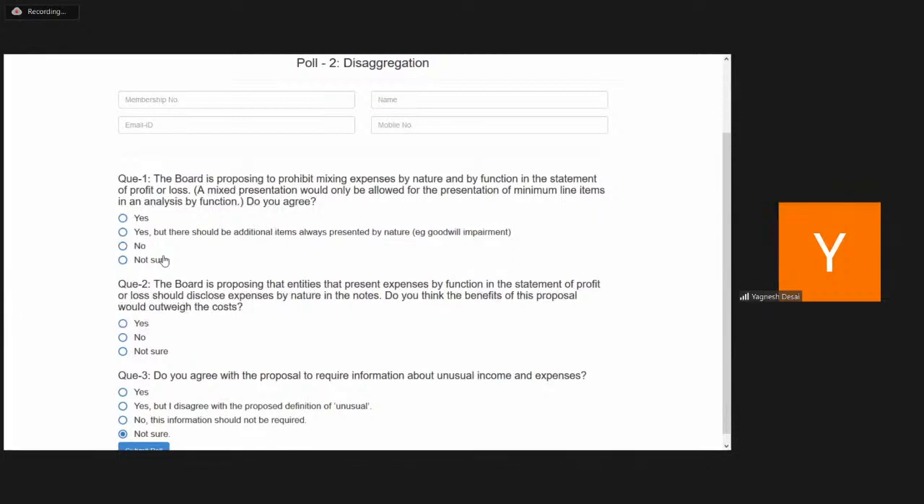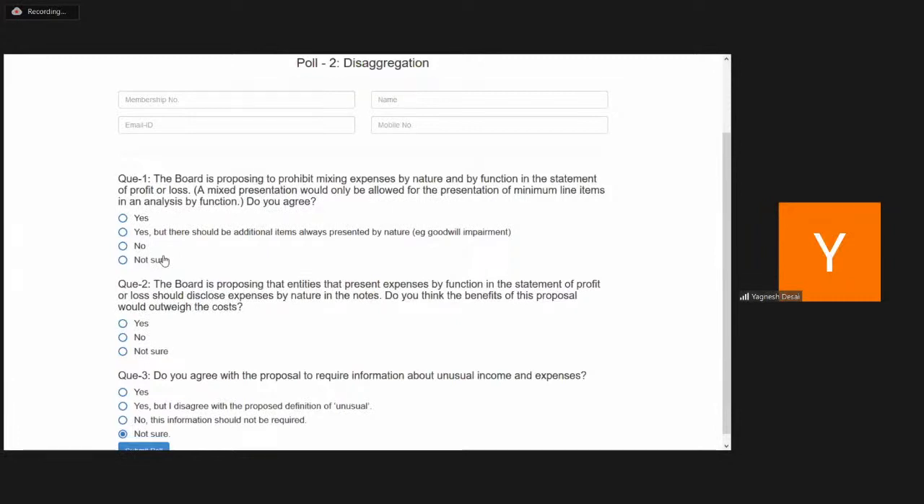Please express your views. The second question is concerning the board is proposing that the entities present expenses by function in the statement of profit and loss should disclose the expense in the notes to the accounts. I think this is what is happening now, that you present the expenses in the statement of profit and loss by function and then give the details thereof as per the nature in the notes to accounts. This is the present prevalent practice, but still say yes or no.